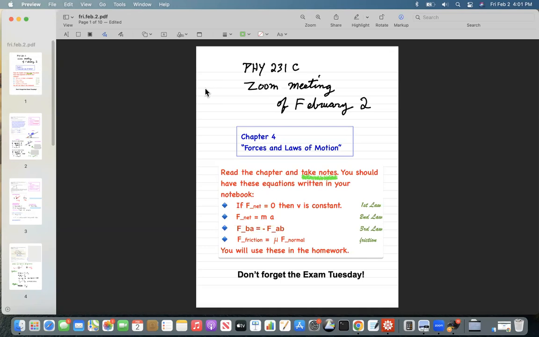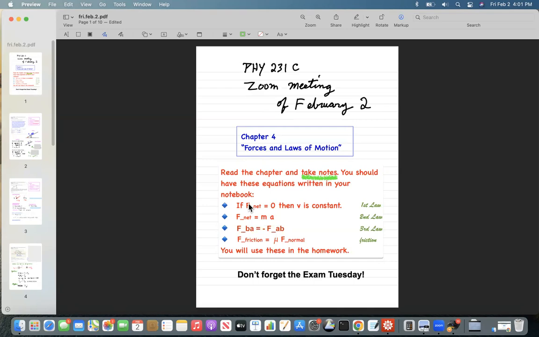Chapters 2 and 3 were really just math. But chapter 4 begins to use ideas from physics. And chapter 4 is called Forces and Laws of Motion. So you should read the chapter and take notes. For example, you should have these equations written in your notebook.